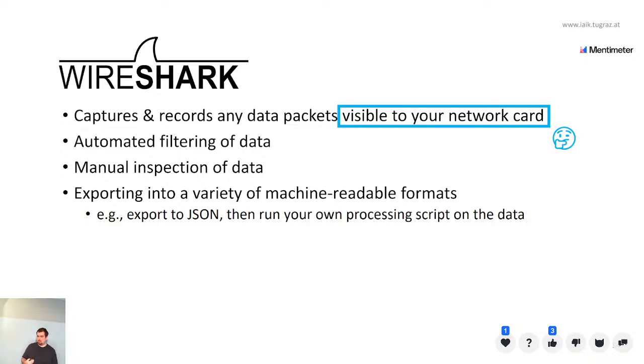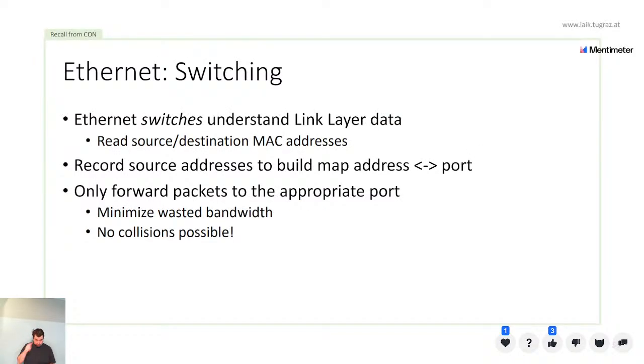Now the second problem, remember I said two problems. The second problem is it only captures packets that are visible to your network card. And as you might recall, Ethernet in the modern day and age is a switched medium. This is a recap from earlier. Ethernet switches understand link layer data. They can read the source and destination MAC address of your Ethernet frame. They will record source addresses to build a mapping between address and switch port. And then they are only going to send packets to the appropriate port for the destination MAC address, minimizing the wasted bandwidth and reducing collisions.